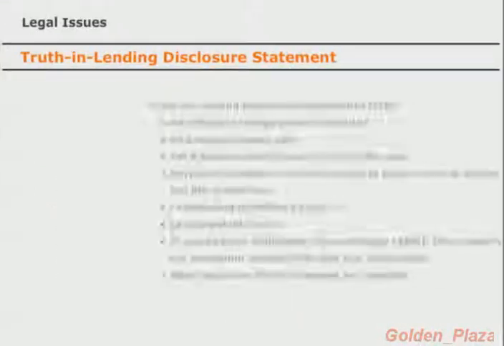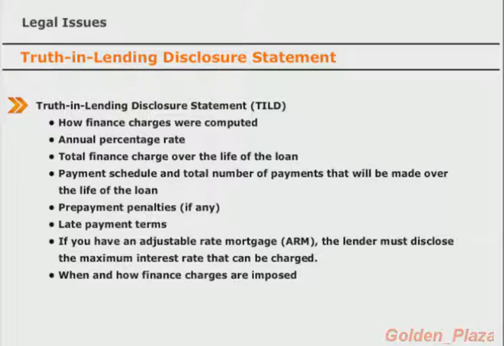Truth in lending laws were passed by Congress in 1969 as part of the Consumer Credit Protection Act and ensure that consumers make informed decisions regarding extensions of credit. While creditors are required to disclose certain information, it's still the consumer's responsibility to research creditors and credit terms. These laws require anyone who extends credit to a consumer to disclose the following: how finance charges were computed, annual percentage rate, total finance charge over the life of the loan, payment schedule and total number of payments that will be made over the life of the loan, prepayment penalties, if any, late payment terms.